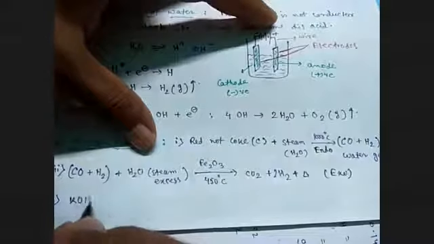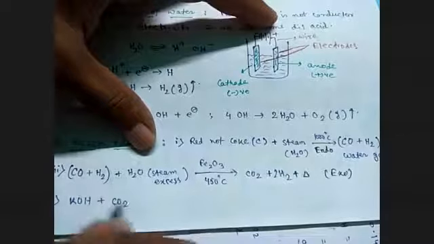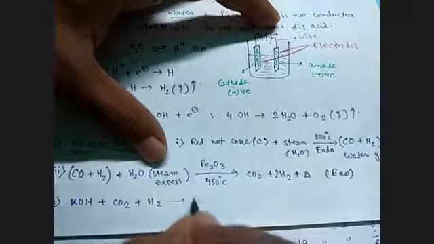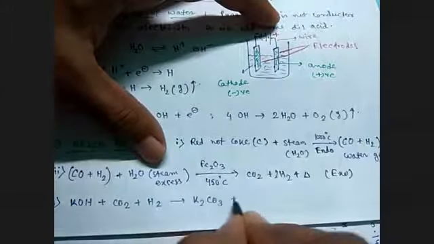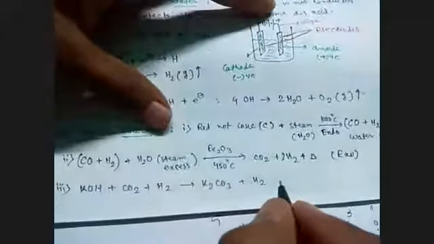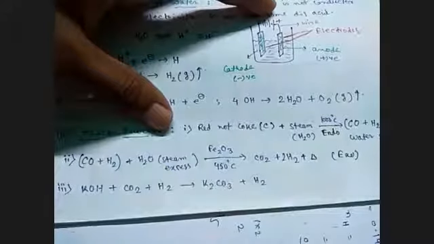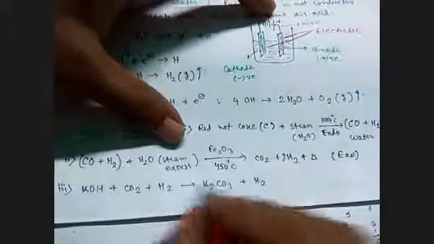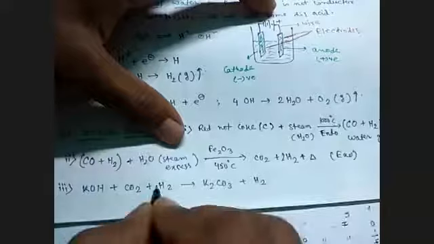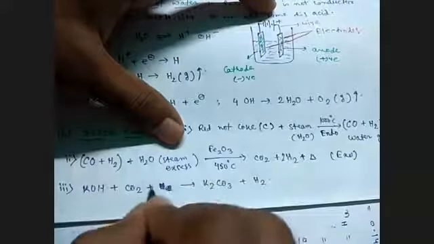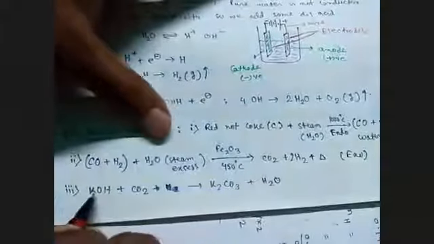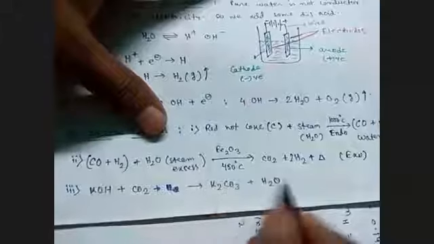When KOH is passed, it reacts with CO2 and gives K2CO3 as a salt, and hydrogen remains unreacted. Lastly, some amount of water is also formed here. Because we are separating impurities, CO2 reacts with KOH to give K2CO3 and H2O.